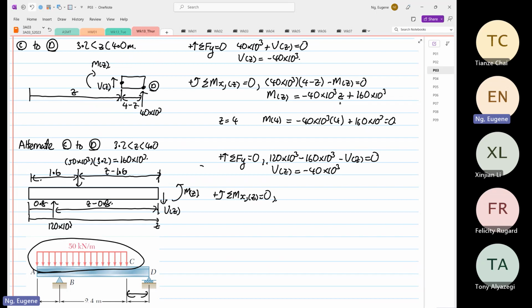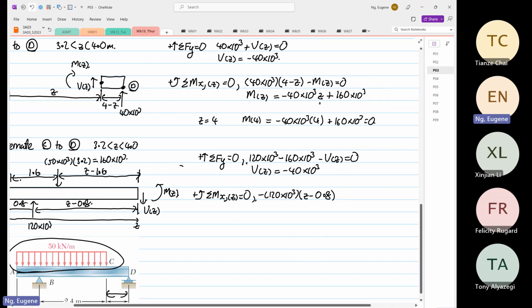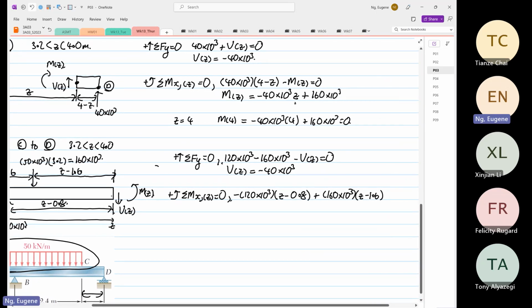Right? So minus 120 times 10 to the power 3, z minus 0.8, right? Then plus 160 times 10 to the power 3, z minus 1.6, right? Then because we take our moment down here, anti-clockwise is positive, plus the moment as a function of z, the whole thing is equal to what? 0. Okay, so now you have to be really awake.